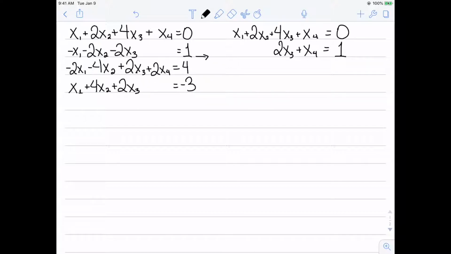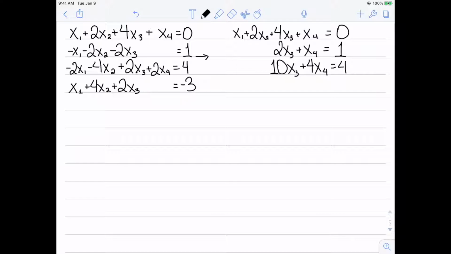Next, we'll multiply the first equation by 2 and add it to the third equation. So we have 2x1 minus 2x1 is 0. 4x2 minus 4x2 is 0. 8x3 plus 2x3 is 10x3. And 2x4 plus 2x4 is 4x4. 0 plus 4 is 4.